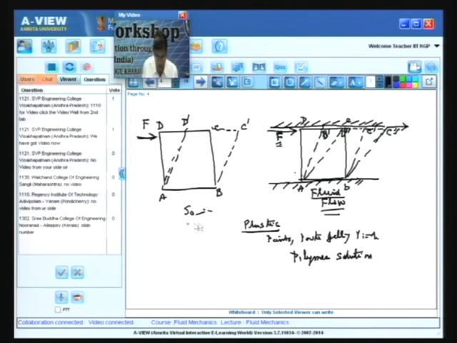Because of that, a perfectly elastic solid is known as a perfect memory substance, whereas a fluid is known as a zero memory substance, because it cannot come back to its original shape.